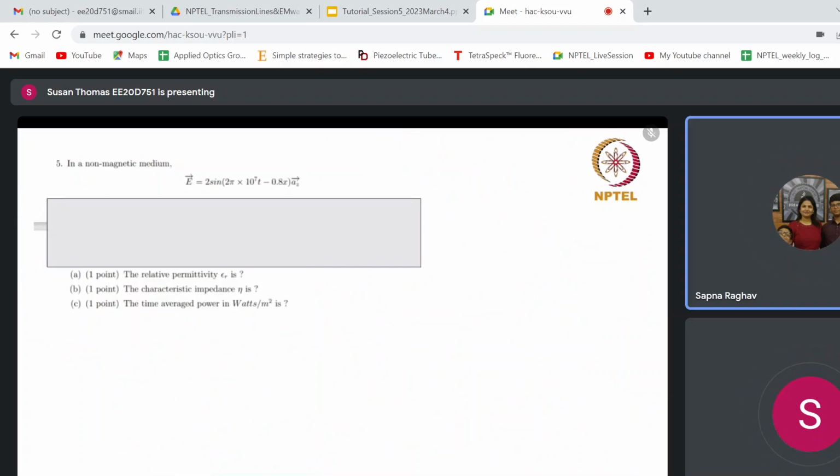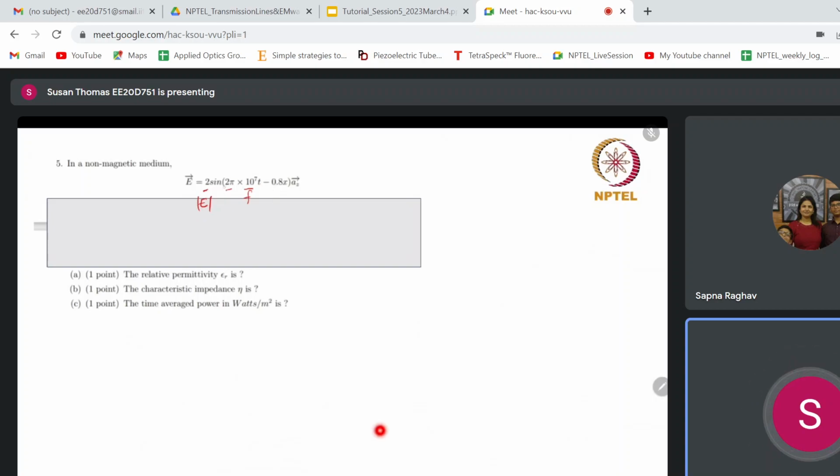Thank you, ma'am. Okay. Going to the next. So this question is comparatively easy. Let's have a look at it: in a non-magnetic medium, electric field is given. Okay. So 2 is the magnitude. From this equation now we need to try to understand each and every parameter. So 2 pi f. So this is f. So this is the magnitude of E. Okay, 2. Then beta. You see omega t minus beta x. So this is of the form a sine 2 pi ft minus beta x, or we can say omega t minus beta x. So beta is zero point 0.8.